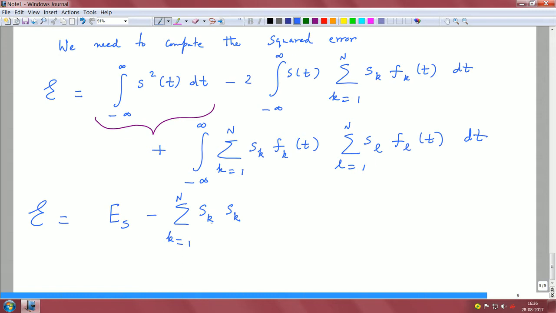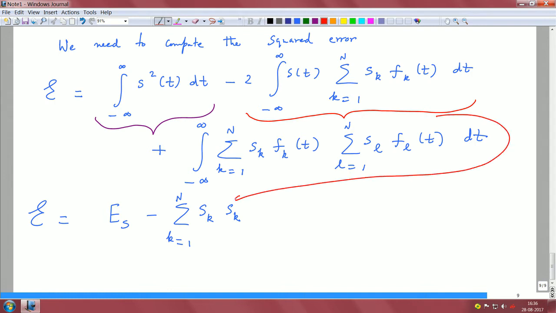Bear in mind I have considered all real coordinates here. So if it is complex, you will have to be slightly careful about what you do here. So basically this term can be simplified as this, and we have the last term.